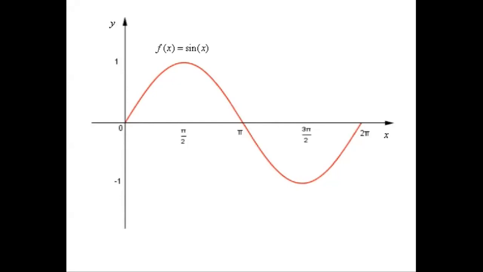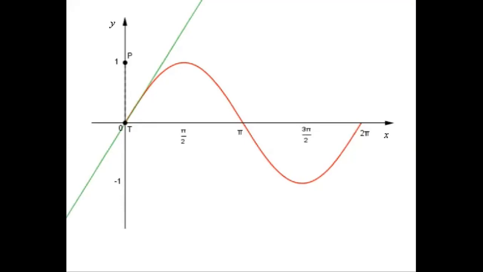Now, what I'm going to do is plot a graph with the inputs corresponding to the radian measure and my output corresponding to the measure of the slope of the tangent line at that given input. Let's start plotting. As you notice, the tangent line initially is positive. Specifically, it has a value of 1. So my first point is (0, 1).